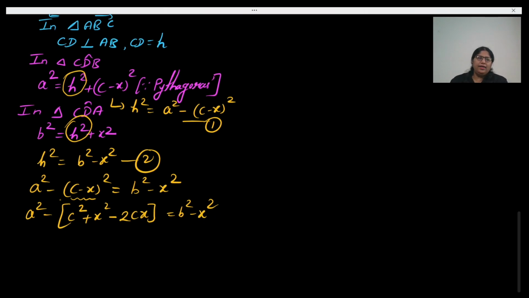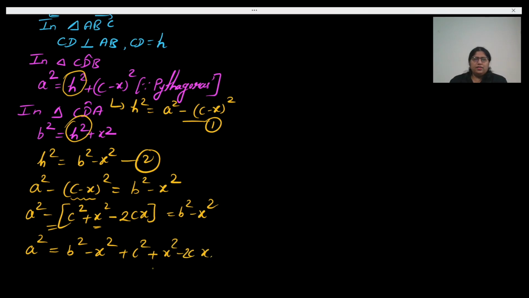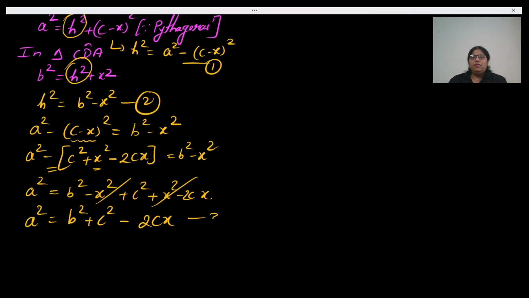Now simplify this bracket. You will get everything in terms of a square, b square, c square, and we have to do something so that we remove x, because I need the equation in the form of the relationship between a, b and c. So if I transpose this whole thing, it will become positive c square plus x square minus 2cx. Now here x square gets cancelled. A square is b square plus c square minus 2cx. Now we reach, let's say this is equation 3.